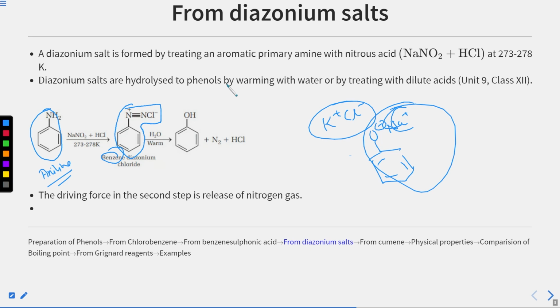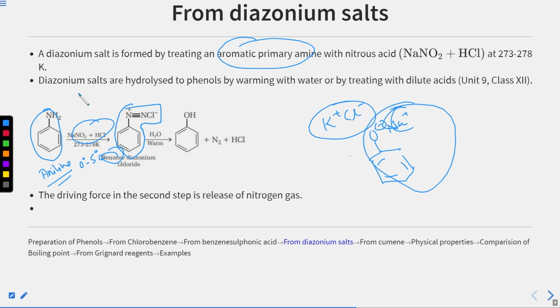Okay. Now this benzene diazonium chloride is formed by treatment of an aromatic primary amine. This aniline is aromatic, since it contains an aromatic ring, and primary amine because the nitrogen is attached to one carbon only, with nitrous acid, NaNO2 and HCl at 0 to 5 degrees Celsius or 273 to 278 Kelvin. So you treat this.